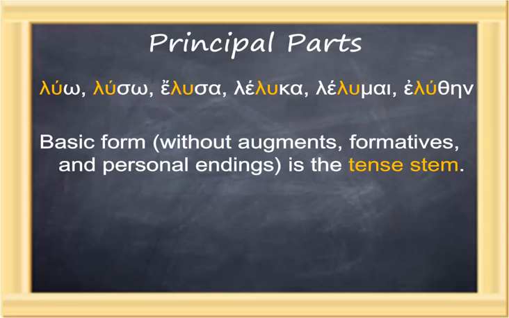Within each of these principal parts, the most basic form, that is the form once one removes augments and formatives and personal endings, is the tense stem. Leo is used as a paradigm because its tense stem is the same in all of its principal parts. Would that other verbs worked that way? The reality is they don't. There's quite a bit of seeming change. But even within those changes, there are patterns which emerge that preclude one having to memorize a whole lot of forms.